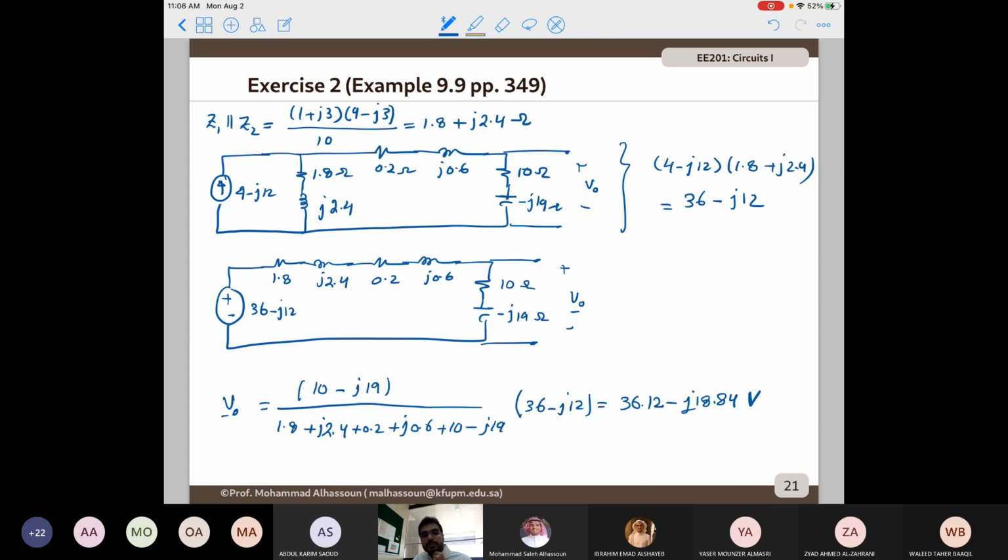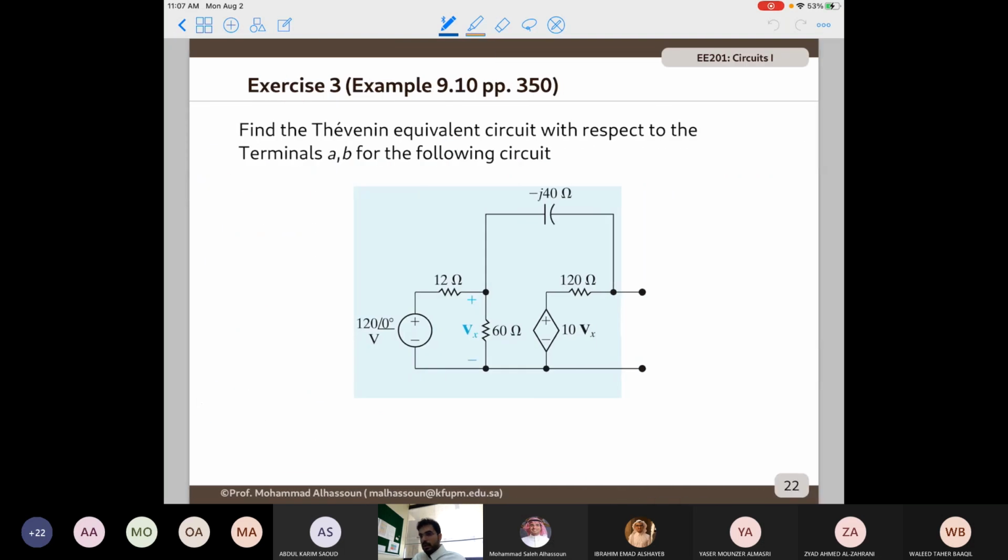Okay, any questions about this? Okay, we see that it's not that complicated. All we did was deal with complex numbers. So if we know how to deal with complex numbers, then we are not actually learning anything new. So let's have an exercise. Yes, Ibrahim.